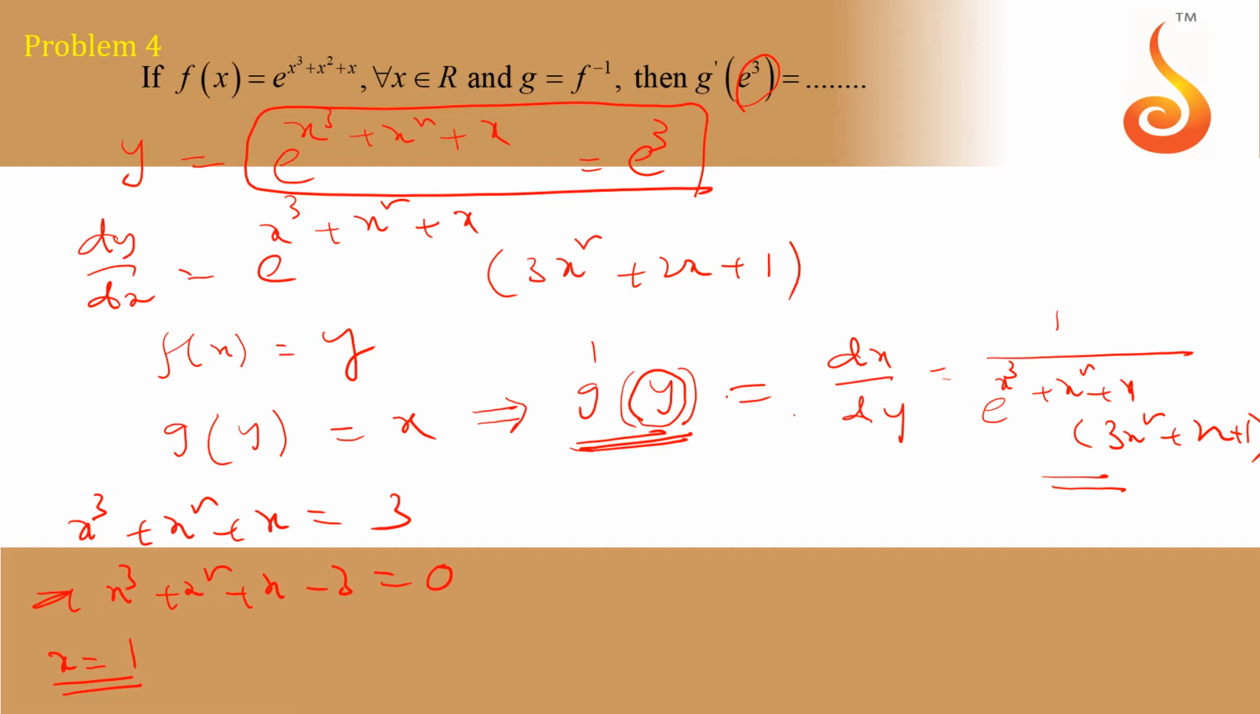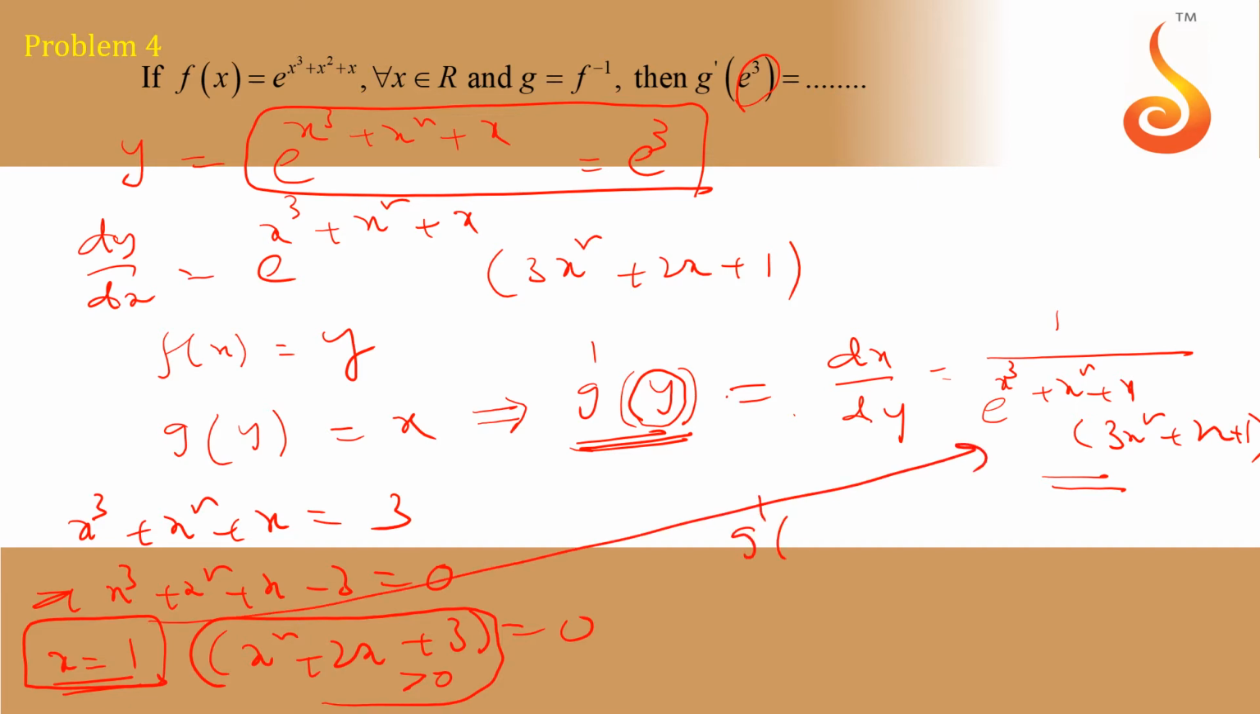And if you do synthetic division with x equals 1, the quadratic which you will get is x square plus 2x plus 3, whose discriminant is always less than 0. So this quantity is always a positive number. So the only possible value of x is 1. So if I substitute here, g dash e cube equals 1 by 6 e cube. So put x equal to 1, and you will get g dash e cube.